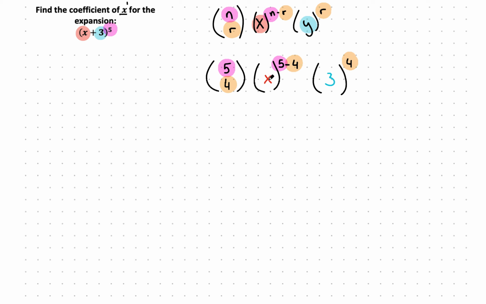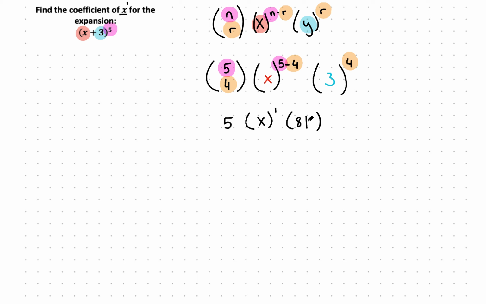I needed to put x to the power of 5, take away something to get it to be 1. 5 take away what is 1? So 5 take away 4. So then I'm going to have in my calculator 5 choose 4. And if we put that into our calculator, 5 choose 4 is going to be 5. Then I'm going to have x to the 5 minus 4, which is just x to the 1. And then I'm going to have 3 to the power of 4, which is going to be 81.